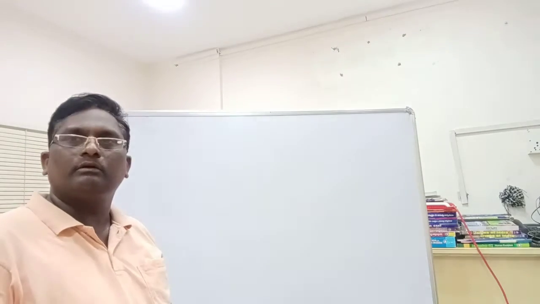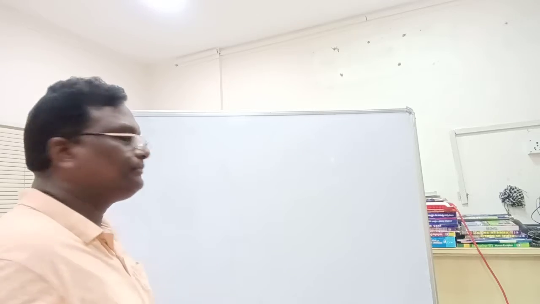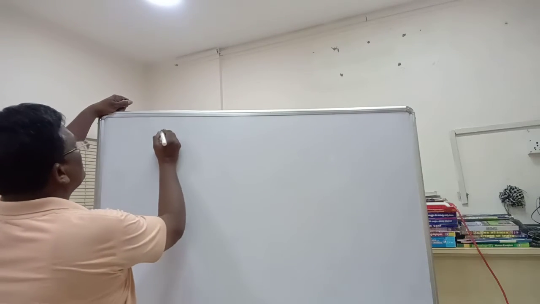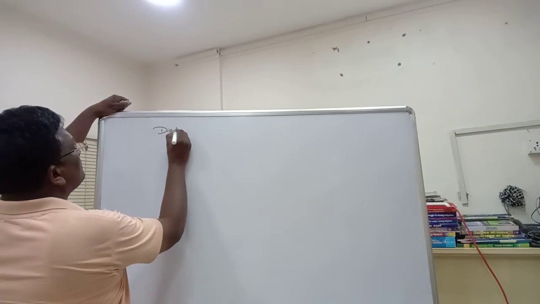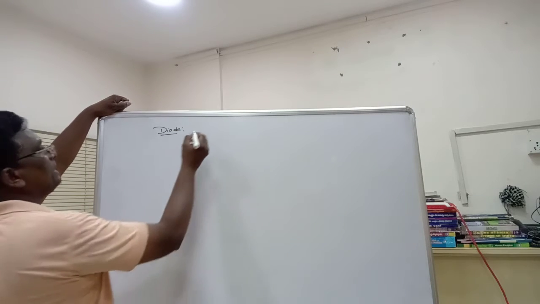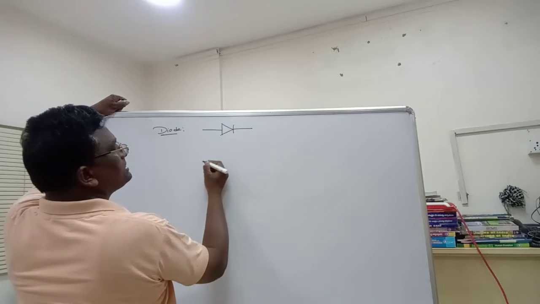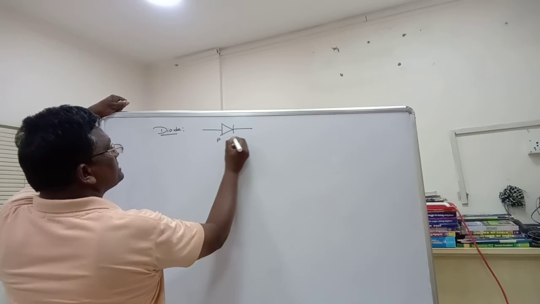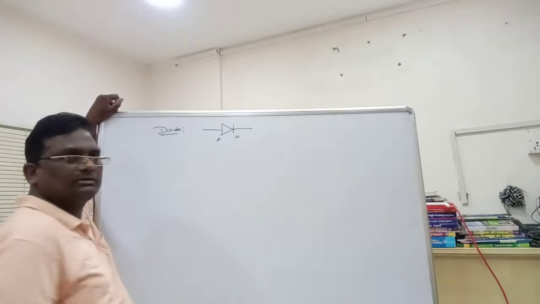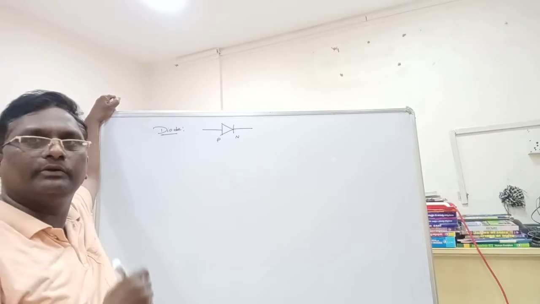Students, now I am going to explain about the diode. The diode symbol will be like this. This is the diode circuit symbol. This side is P and this side is N. So it is the circuit symbol for diode.